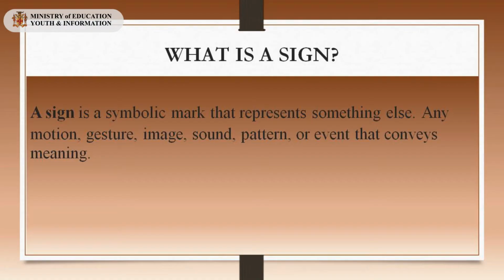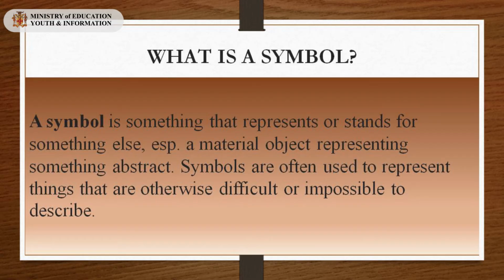What is a sign? A sign is a symbolic mark that represents something else. Any motion, gesture, image, sound, pattern, or event that conveys information. What is a symbol? A symbol is something that represents or stands for something else, especially a material object representing something abstract. Symbols are often used to represent things that are otherwise difficult or impossible to describe.